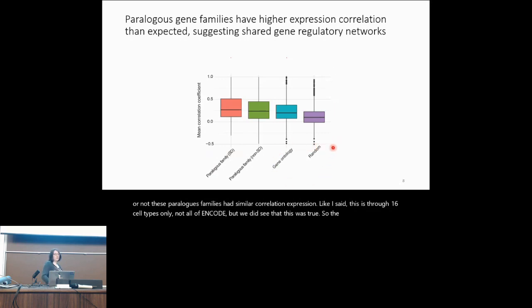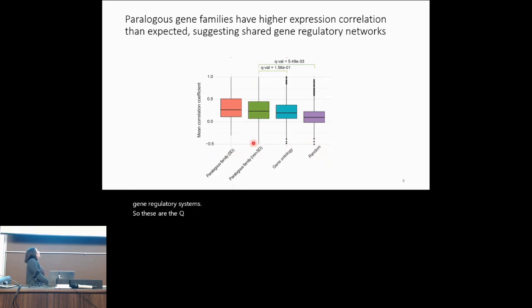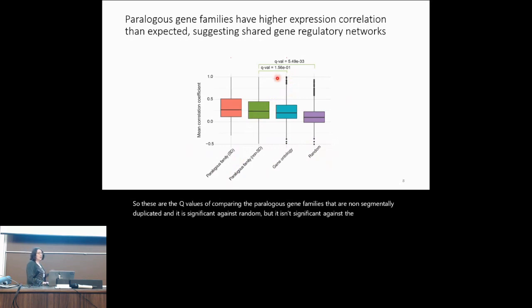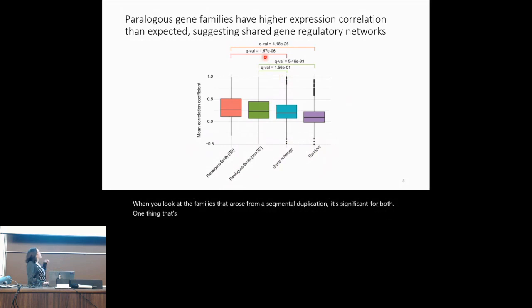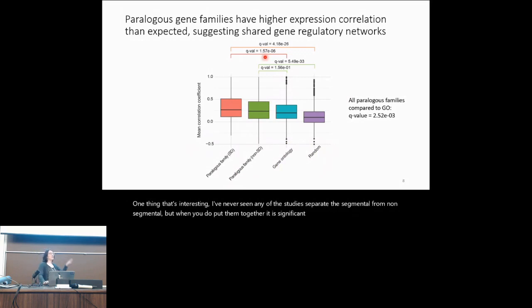The background sets we have here are random genes, just comparing the correlation of random genes, and then genes with the same gene ontology term, because you would expect they might have the same gene regulatory systems. These are the q values compared to paralogous gene families that are non-segmentally duplicated, and it is significant against random, but it isn't significant against the gene ontology. When you look at the families that arose from segmental duplications, it's significant for both. One thing that's interesting, I've never seen any of the studies separate the segmental from non-segmental, but when you do put them together, it is significant. So this does follow what previous studies had shown when they were looking at all paralogous families.